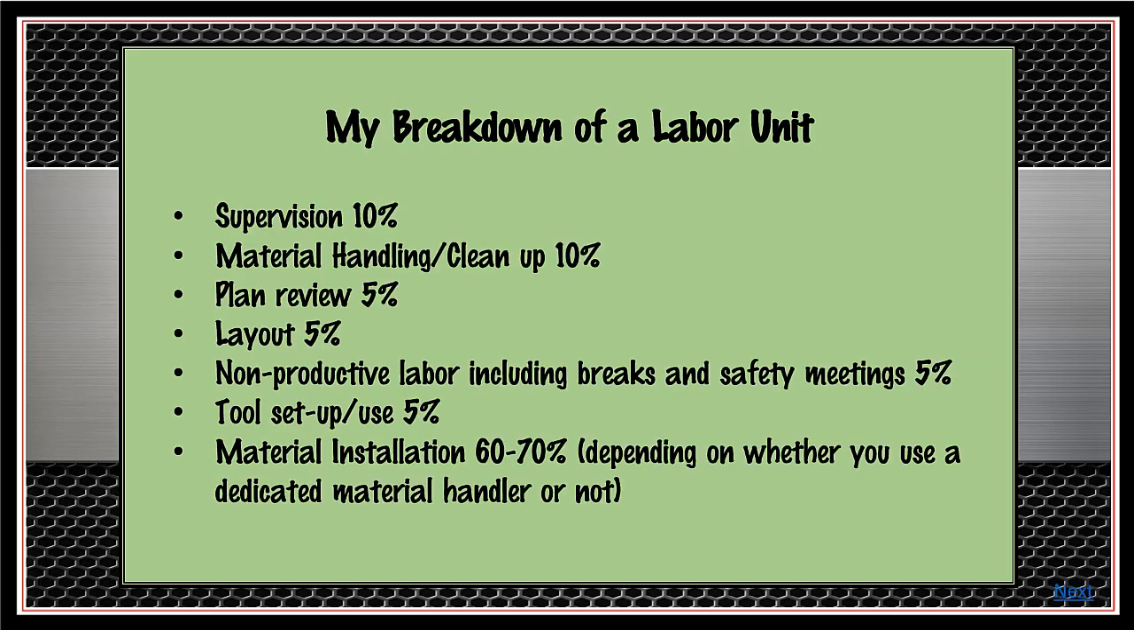The breakdown of a labor unit would look like this: 10% supervision, 10% material handling and cleanup, plan review 5%, layout 5%, non-productive labor including breaks and safety meetings 5%, tool setup and use 5%, material installation 60 to 70% depending on whether you use a dedicated material handler or not.